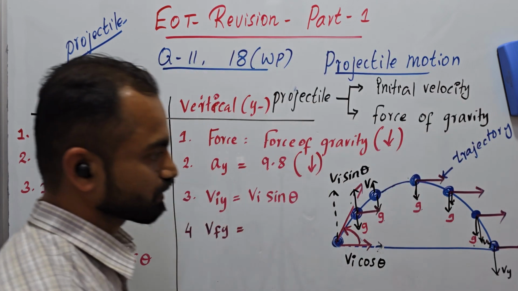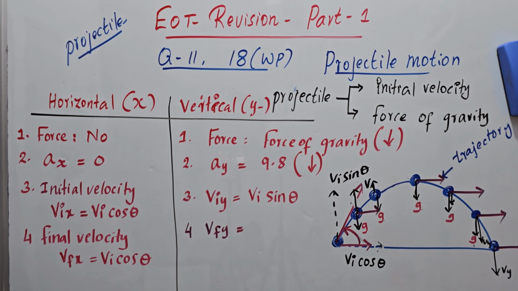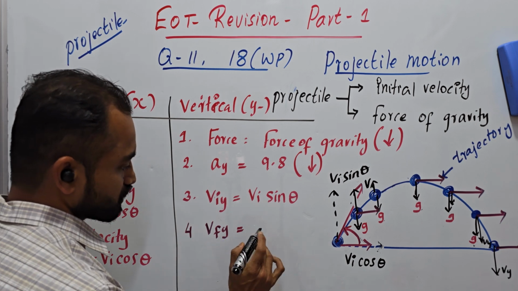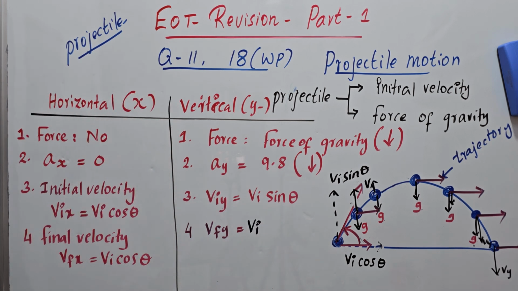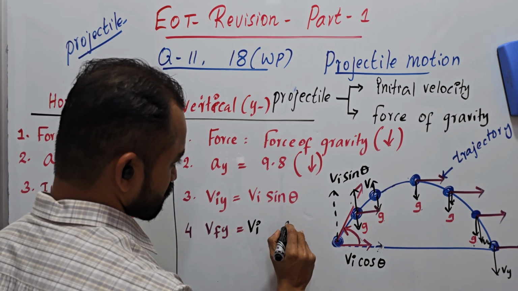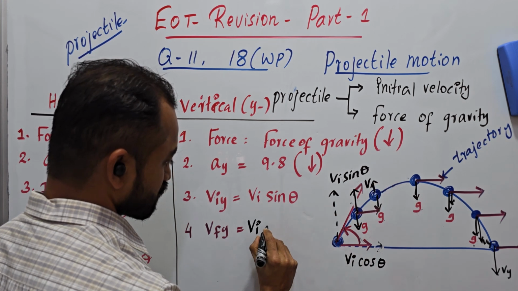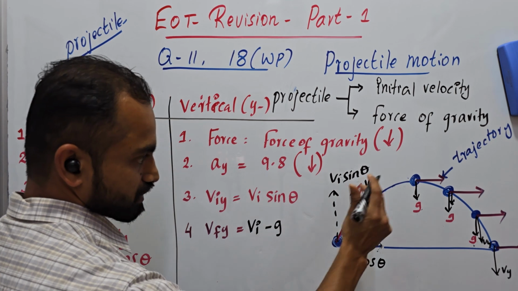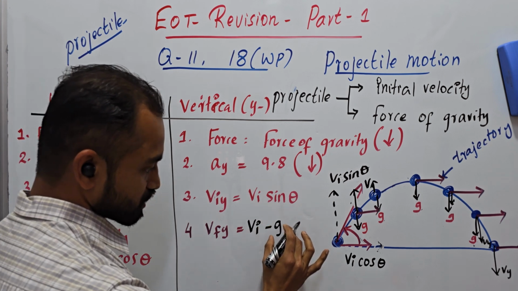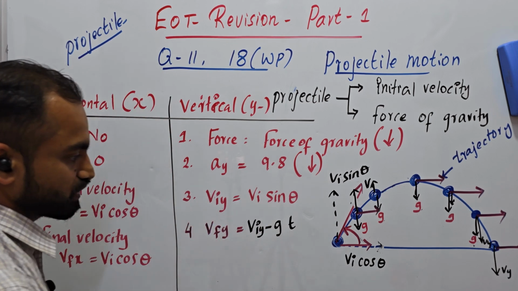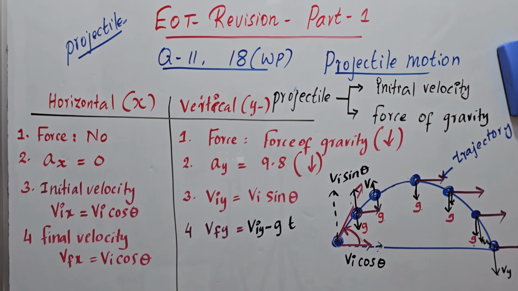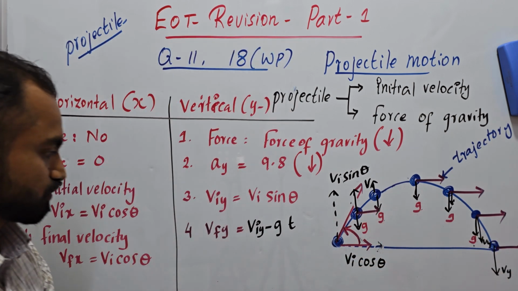Vy. So how do we calculate the vertical velocity? We can calculate it if there is an acceleration. If there is acceleration, you can calculate the final velocity using the equation: final velocity equals initial velocity plus acceleration into time. Here the acceleration is downward, that is why we write minus g for the acceleration due to gravitational force. So the final velocity in the y direction is vy = viy minus gt. We will use this equation to calculate the final velocity of the projectile.